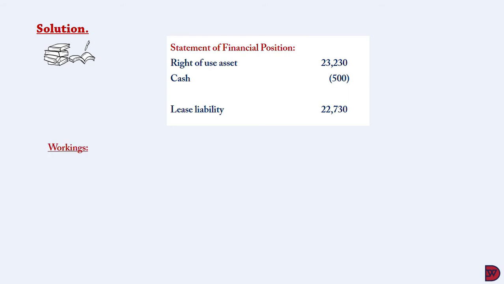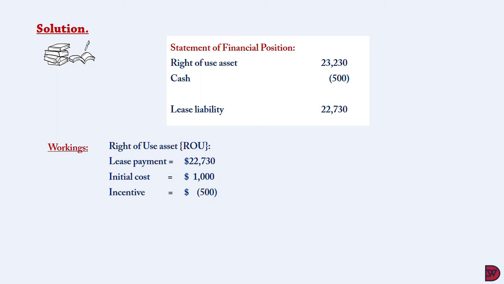So when we come to the workings, the right of use asset includes the lease payment, as said earlier, of $22,730. Okay, that's the present value of all the lease payments till now. The initial cost of $1,000 is added. The lease incentive, the $500, is reduced from the calculation, leading to $23,230. So when you record the right of use asset, the initial cost, the double entry will be to debit the right of use and credit cash.